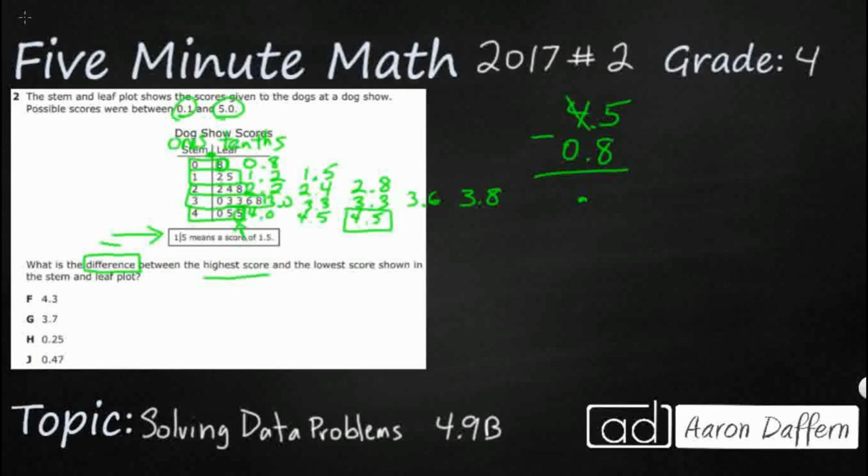We're going to borrow from our 4. We're going to leave 3. Let's make that 15 minus 8. That's 7. 3 minus 0. So there we go. We got 3.7, or 3 and 7/10. And that gives us our answer here of G, 3.7 or 3 and 7/10.